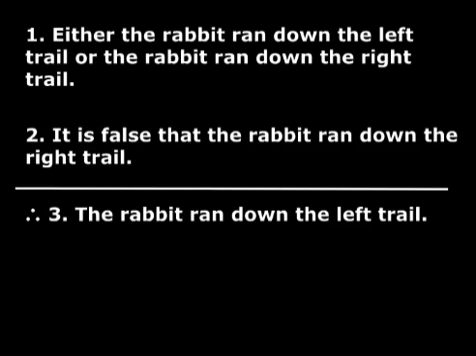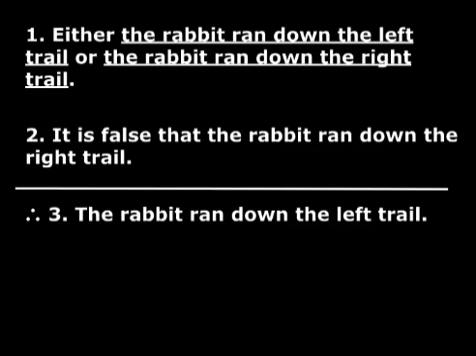So recall this argument. This is the rabbit argument. It has the same form as the pizza argument. I could have used that one as well. Notice, let's look at premise one. Premise one is a statement. It could be true or false. It's stating something as true or false. It says either the rabbit ran down the left trail or the rabbit ran down the right trail. Notice that this statement has parts, which are themselves statements, and I've underlined them.